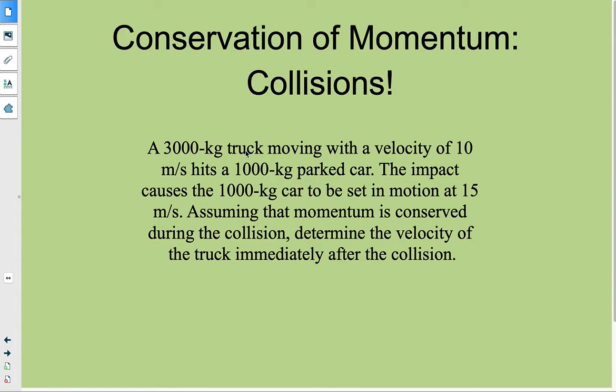So in this problem, I have a 3,000 kilogram truck. It's moving at a velocity of 10 meters per second. And then I have a poor car here that's parked on the street. It's 1,000 kilograms. And when the truck hits, the car starts moving at 15 meters per second. Now, we're going to assume that momentum is conserved because that's the law of conservation of momentum. I want to know what's the velocity of the truck.